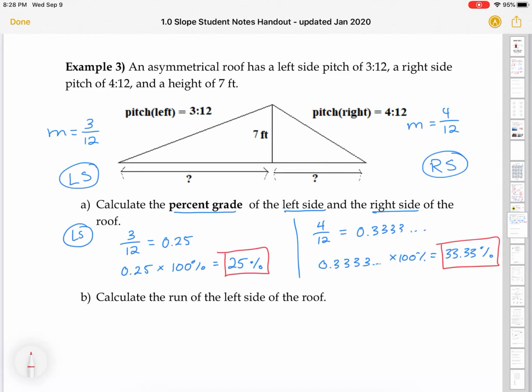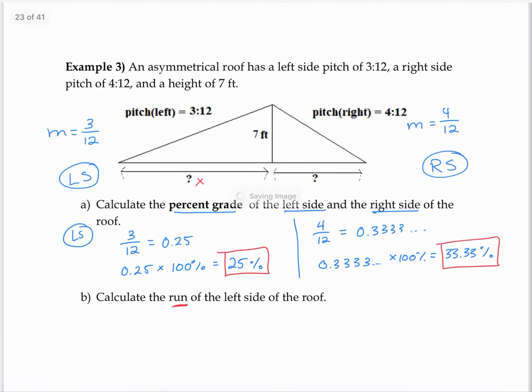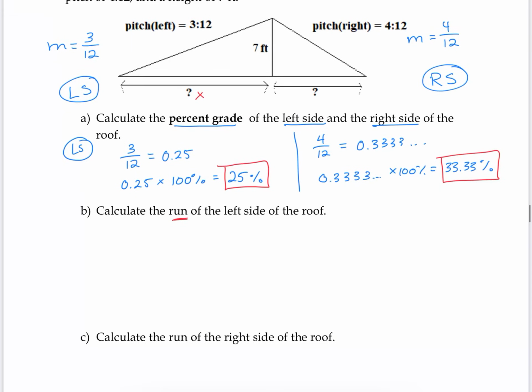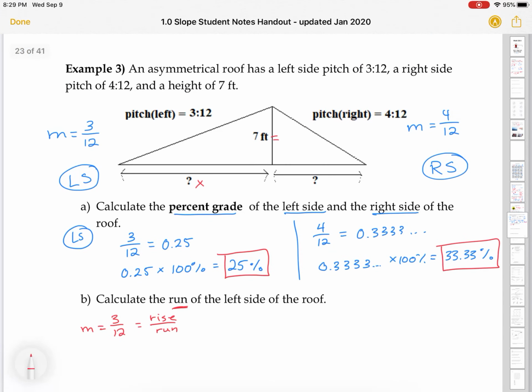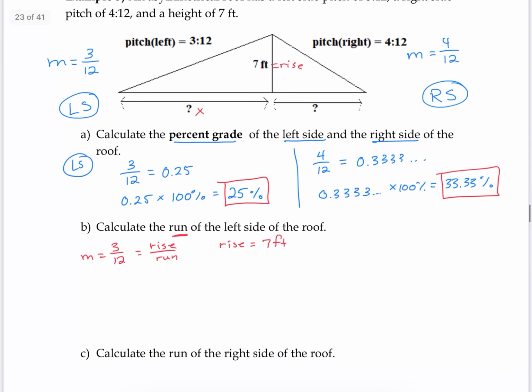Now what it wants me to do is figure out the run of the left side of the roof. So I'm looking for that red X. And I'm going to keep it a red X right now because later I'm going to have to find a blue X. So again, we're going to use our cross multiplying and dividing. I know my slope is 3/12, which is the rise over the run. Okay, now looking at the diagram, the rise is 7 feet. So my rise equals 7 feet.